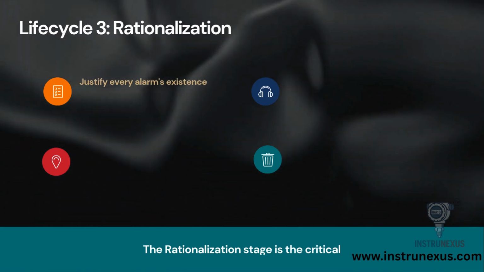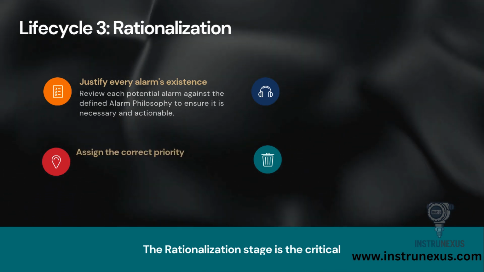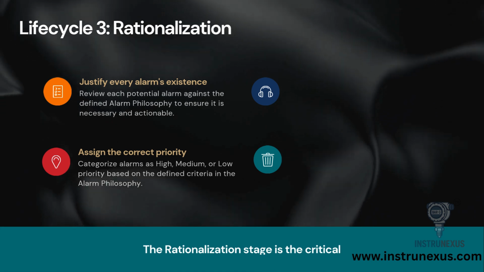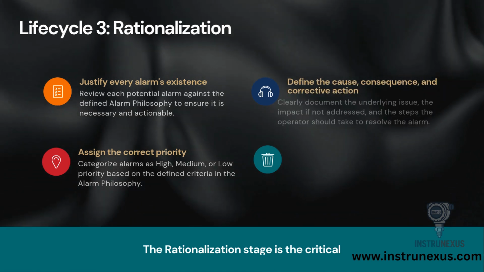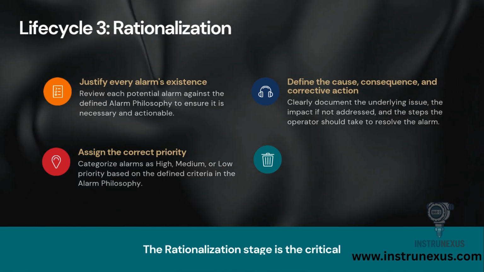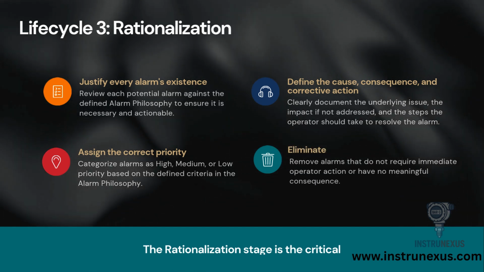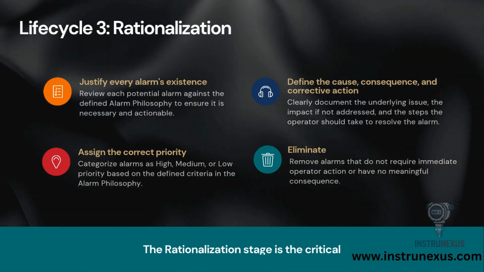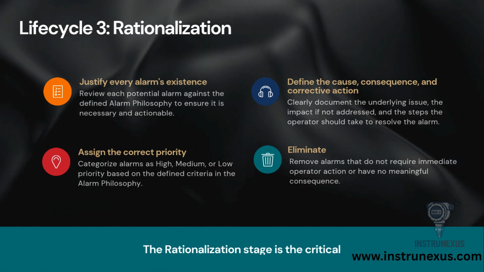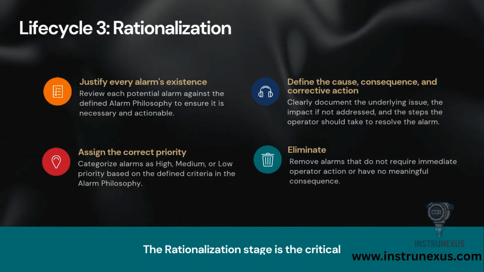We review the potential alarms against the philosophy we wrote in Stage 1. We assign the correct priority, high, medium, low, and we clearly define the cause, consequence, and corrective action for every alarm. If an alarm does not require immediate action or has no consequence, we eliminate it. This is where we clean up the mess. The output of this stage is a master alarm database that tells us exactly how the system should behave.